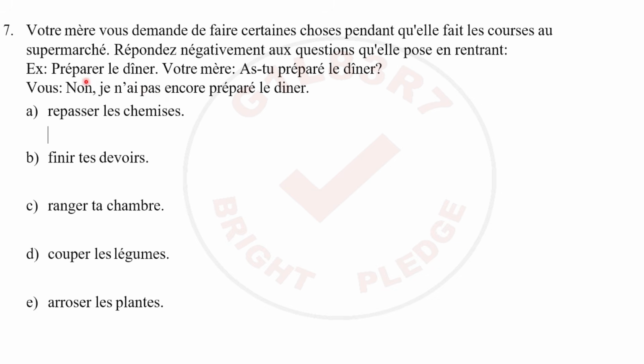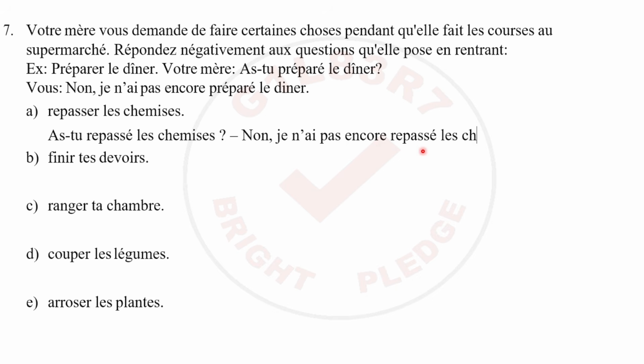So the first one, repasser meaning to iron. So repasser les chemises, to iron the shirt. So I'm going to follow the example and say, as-tu, meaning did you? So did you iron the shirts? Okay. And then the answer is going to be, no, I haven't ironed the shirts yet. Or I did not iron the shirts yet. So, non, je n'ai pas encore repassé les chemises. Okay, I did not iron the shirts yet.